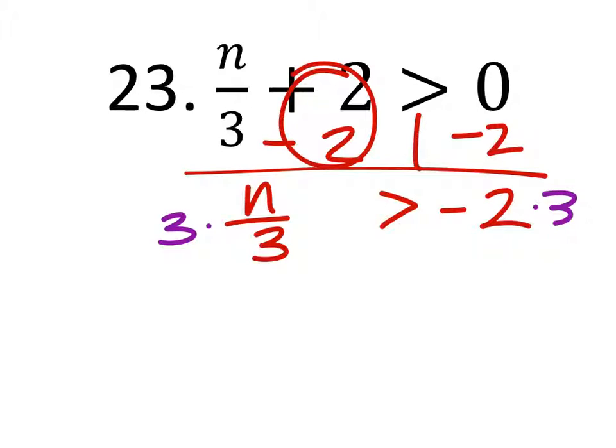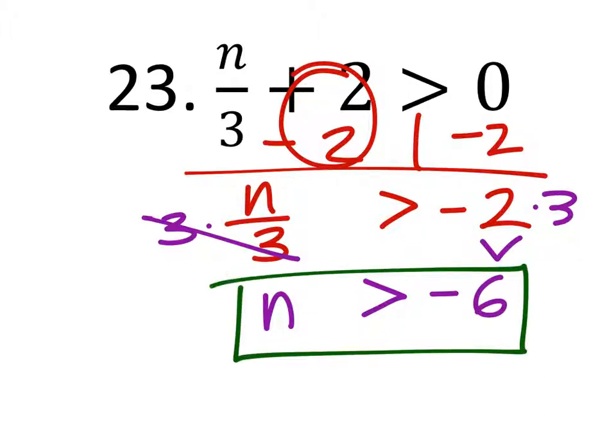So we can see that this is two steps. First we subtracted 2 from both sides of the inequality. Then we multiplied both sides of the inequality by 3. That makes that a phantom 1 right there, and n now is greater than negative 2 times 3, which is negative 6. And that would be the solution.